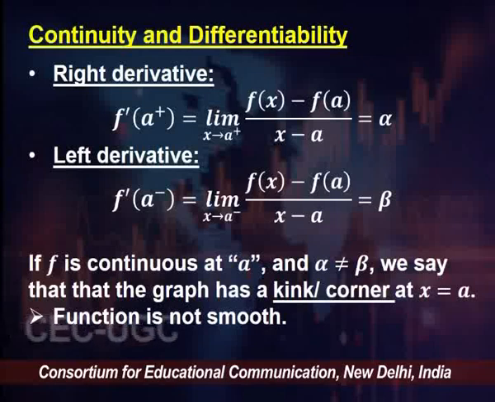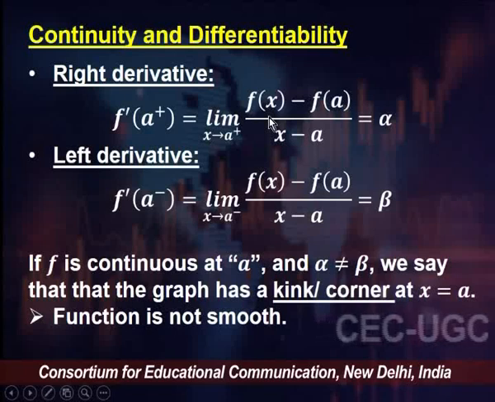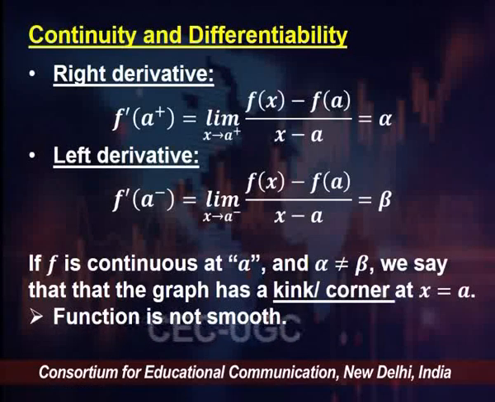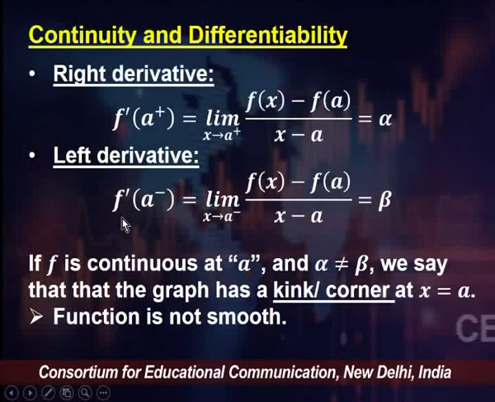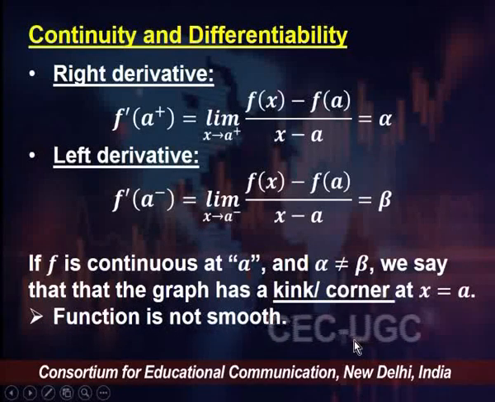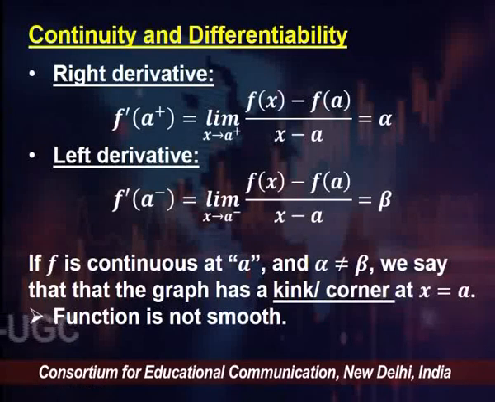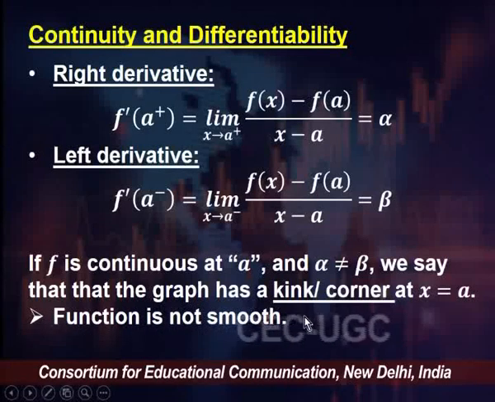So this is the case where the graph will not have a unique tangent, and here, if we take the right derivative and the left derivative, the right derivative here is the limit of f of x minus f of a divided by x minus a as x approaches a from values to the right of a. So if the right derivative here is alpha and the left derivative, as x approaches a from the left, is beta, then what we are seeing here is that the left side derivative is not equal to the right side derivative. Alpha is not equal to beta, even though the function is continuous at a.